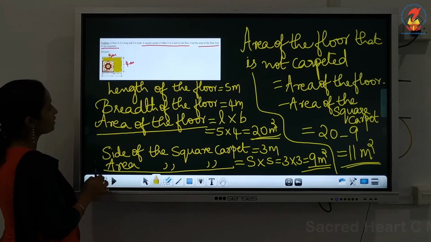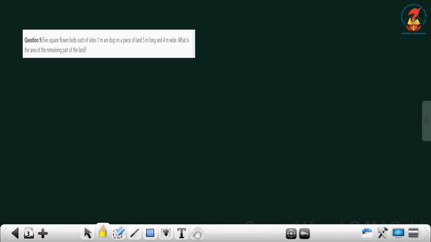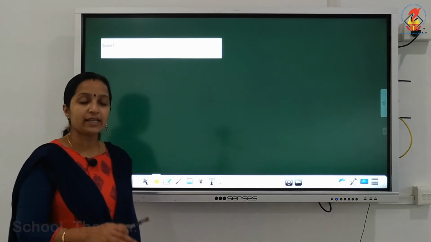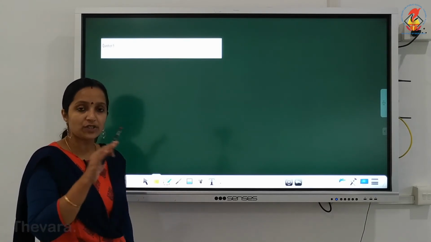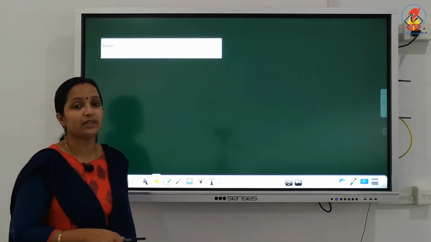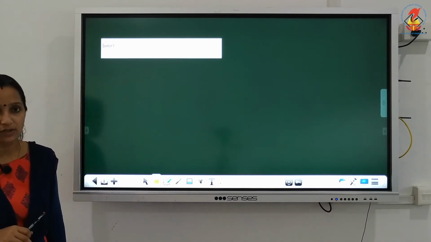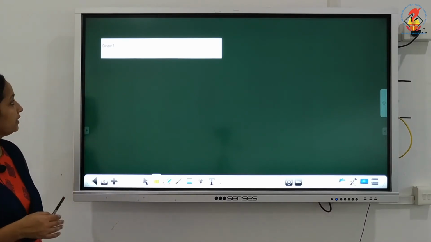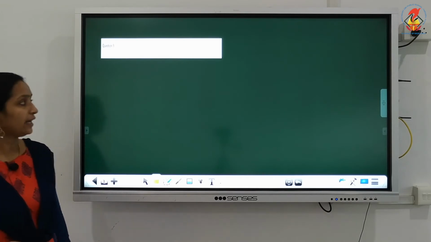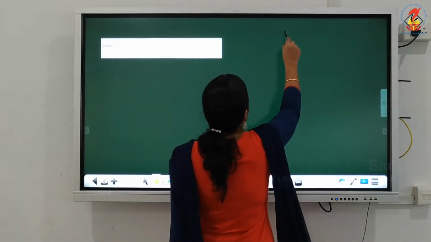Now move to the next question. 5 square flower beds, each of side 1 meter, are dug on a piece of land 5 meter long and 4 meter wide. What we have to find out here is the area of the remaining part of the land. If such questions come, first find the areas of all the things given in the question, and do the subtraction, you will get the area of the remaining part of the land. Now what is given in the question?